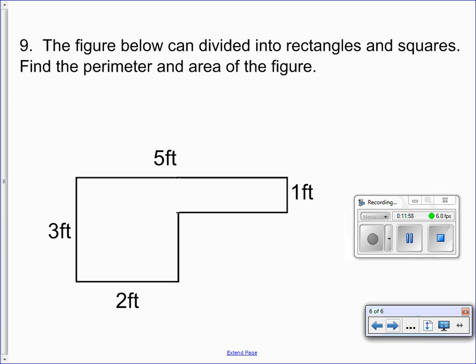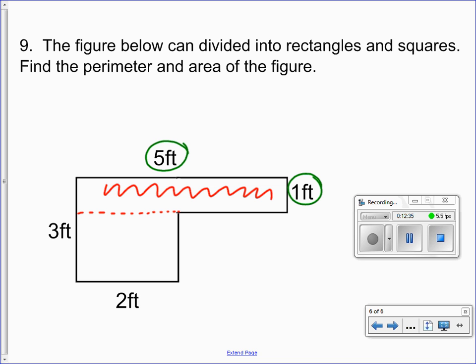In our last example, we're given a figure that can be divided into rectangles and squares. So we're asked to find the perimeter and area of this figure. You'll notice that it is not simply a rectangle or a square, but we can divide it into that. You can divide this figure into one rectangle and one square. So I'm going to choose to divide this section right here, and I'm going to find the area first of this section. So to find the area, remember we're going to multiply length times the width. So this area is going to be 5 feet.